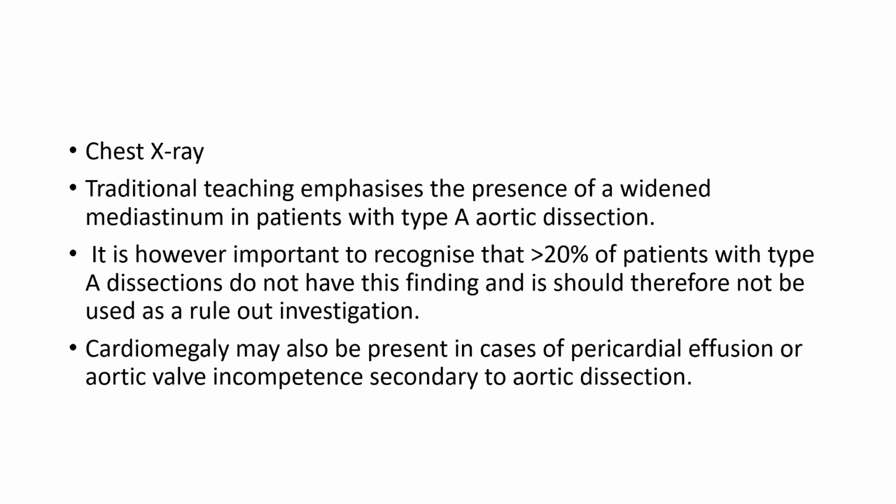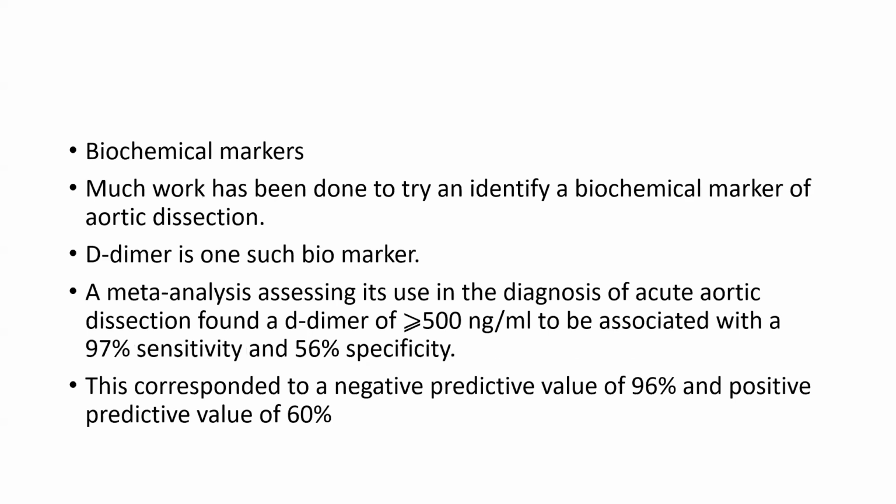Chest X-ray. Traditional teaching emphasizes the presence of a widened mediastinum in patients with type A aortic dissection. It is, however, important to recognize that more than 20% of patients with type A dissection do not have this finding, and it should therefore not be used as a rule-out investigation. Cardiomegaly may also be present in cases of pericardial effusion or aortic valve incompetence secondary to the aortic dissection.